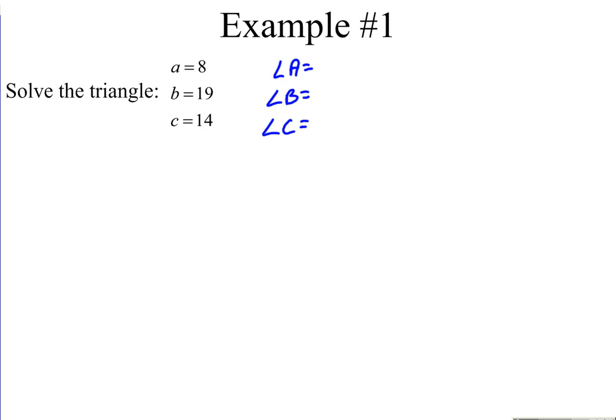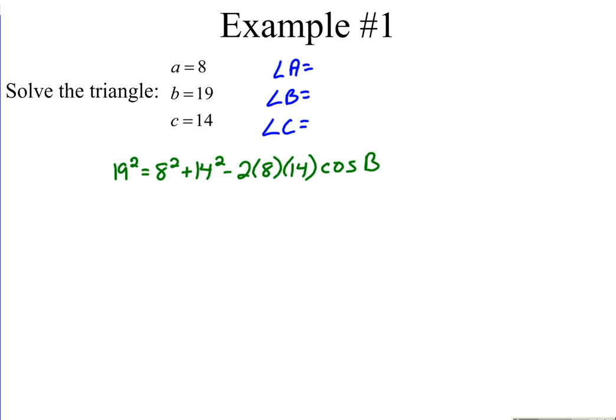We know in this triangle from the side measures that angle B is going to be the biggest angle because side b is the biggest side. So we want to use the form, remember, law of cosines, find the biggest angle first. So I'm going to have 19 squared equals 8 squared plus 14 squared minus 2 times 8 times 14 times the cosine of B.